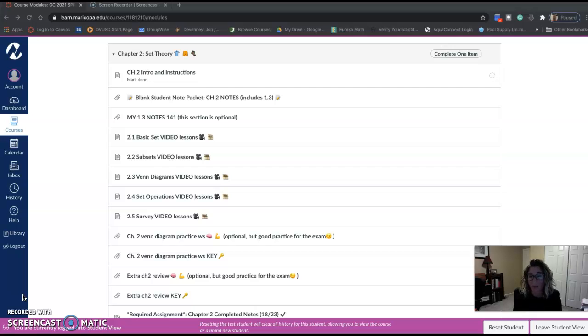So as you go through chapter two and every other chapter of this class, you're going to go into Canvas, go underneath the modules, and you'll see that there is a module for each chapter. So for chapter two on set theory, you're going to see that there is a blank student note packet. The first thing you need to do is print out that blank student note packet. Or you can upload it to a tablet or an iPad if you'd like to and take your notes that way. But you do need to take notes on this note packet that I've created for each chapter, starting with chapter two.